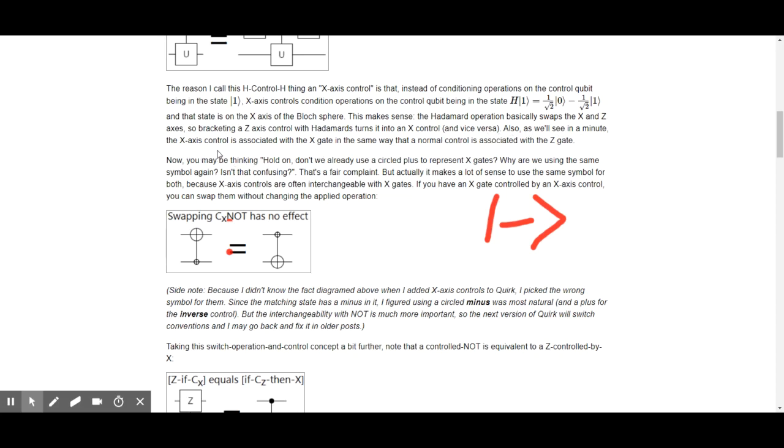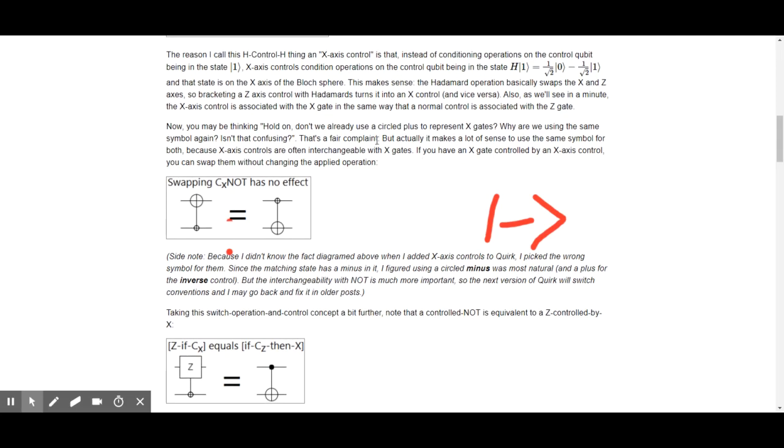Also, the X axis control is associated with the X gate in the same way that a normal control is associated with the Z gate. Interesting. Now you may think, hold on, don't we already use a circle plus to represent X gates? Why are we using the same symbol again? Isn't that confusing? That's a fair complaint, but actually it makes a lot of sense to use the same symbol for both, because X axis controls are often interchangeable with X gates. If you have an X gate controlled by an X axis control, you can swap them without changing the applied operation.